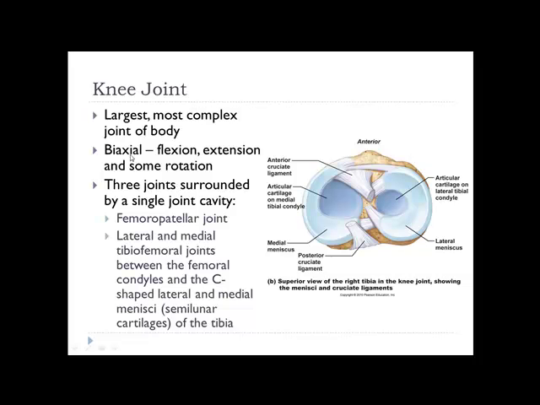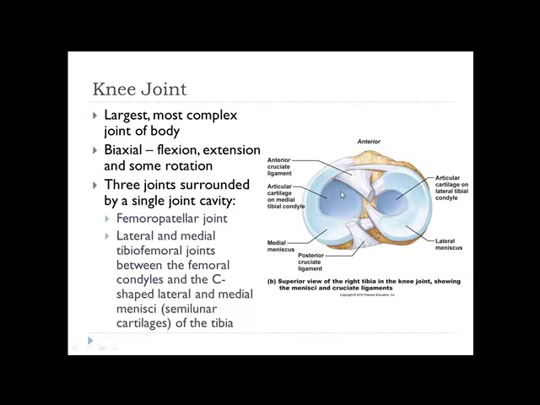They're going to be biaxial, they're going to allow the teeniest bit of rotation, and they're going to allow free flexion and extension. Your knee is going to be made up of 3 joints. There's the femoral patella joint, where the patella, your kneecap, meets up with your femur. And then there's a lateral and medial tibiofemoral joint. Your medial tibiofemoral joint will be larger. That's where the medial condyle of the femur meets up with the tibia, and the lateral condyle is slightly smaller. So the lateral condyle will meet up with the tibia here.